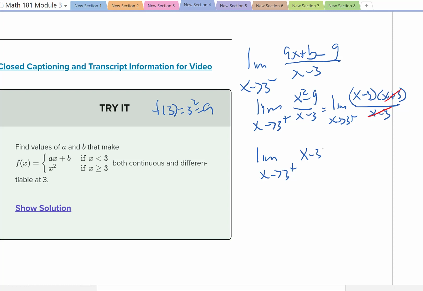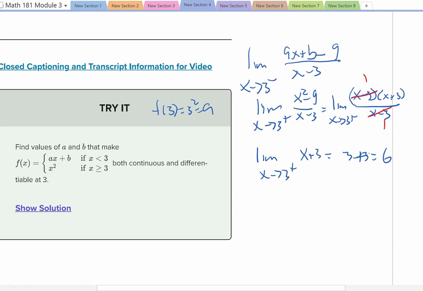Nope, I crossed the wrong things out. Oopsies. So I can get rid of that red. Nope, got rid of the whole thing. Plus x plus 3. The x minus 3s divided out, and that allowed us to have an x plus 3 down here. So that's 3 plus 3, which is 6.